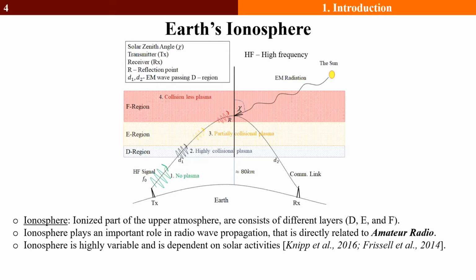So the ionosphere plays an important role in radio wave propagation, and it's directly related to amateur radio, ham radio, over the horizon radars and any other HF propagation. The ionosphere is highly variable and depends on different kinds of solar activities. In this particular study, we're primarily going to focus on the solar flare effects on the ionosphere.